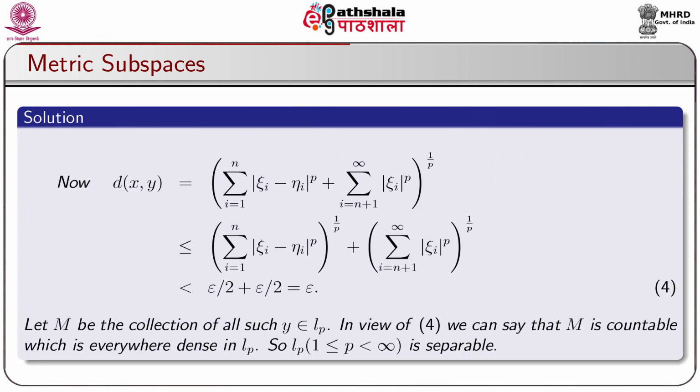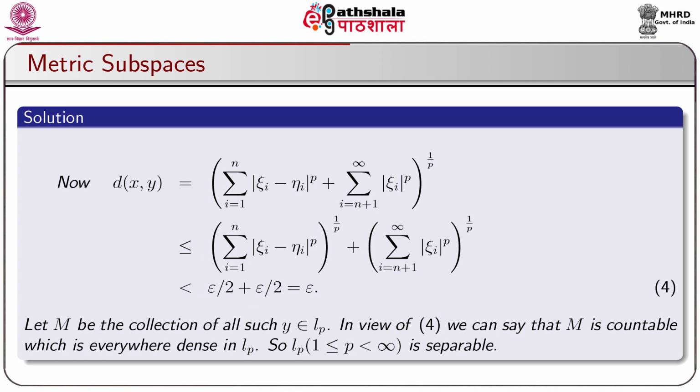Now, we calculate d(x,y) = (sum from i equal to 1 to n of |ξi - ηi|^p + sum from i equal to n+1 to infinity of |ξi|^p)^(1/p), which is always less than or equal to (sum from i equal to 1 to n of |ξi - ηi|^p)^(1/p) + (sum from i equal to n+1 to infinity of |ξi|^p)^(1/p), which is again strictly less than epsilon/2 + epsilon/2 = epsilon.